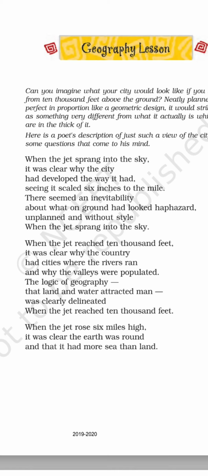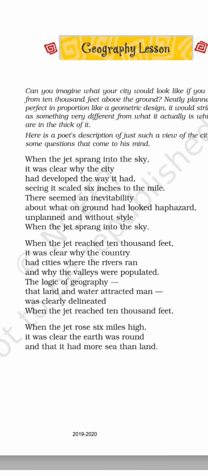So, how many percent water is there on the Earth? There is 71% water on the Earth. And how many percent land is there on the Earth? It is 29% land on the Earth. So it is clearly seen at the height of 6 miles. Okay, at the height of 6 miles, it's clearly seen that there is more water than land.